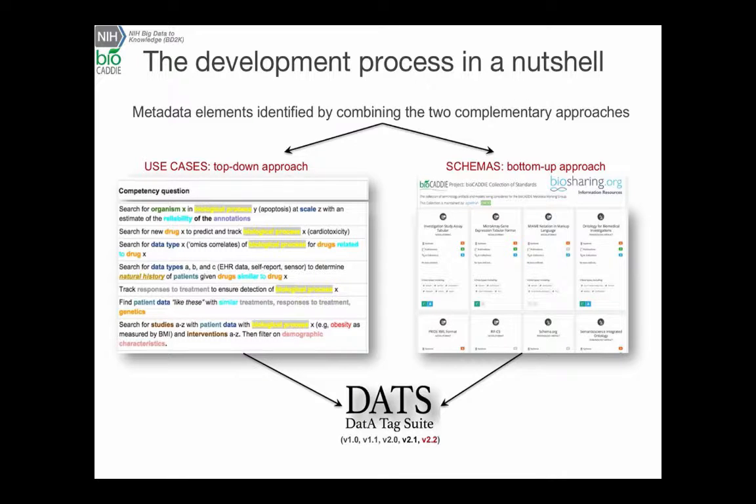So the development process took two facets, essentially. One was drilling into a number of use cases which have been provided to us. Some of them are very granular, as you can see here. So for instance, search the study for patient data with biological process X, for instance, obesity as measured by BMI, and a set of interventions, and then filter by demographic characteristics. This use case means that we have access to a number of patient characteristics, and immediately it runs into a problem of possibly privacy issues related to human data.